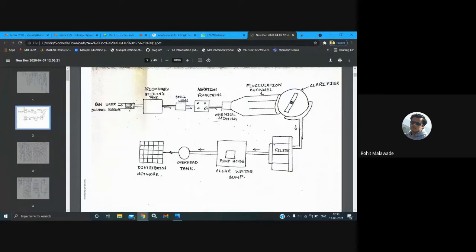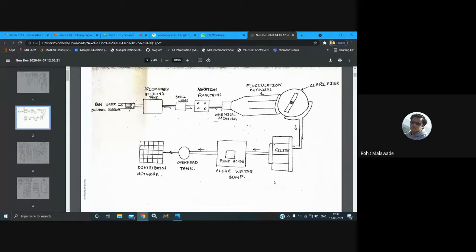Then we have the coagulation sedimentation. That is the clarification, or the clarifier, as we call it. In the clarifier, we have the coagulation sedimentation. After the clarifier, the water passes through the filter.